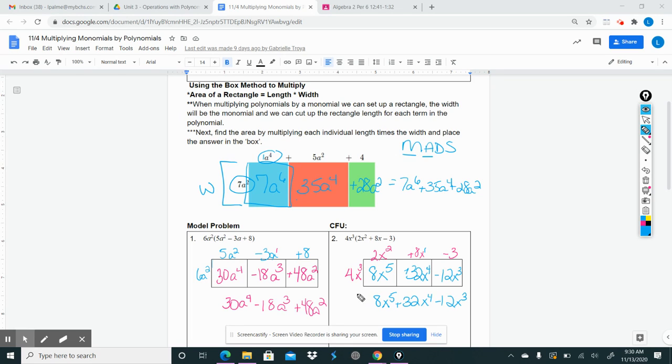Remember, we always want our answers in standard form, which means highest exponent to lowest exponent, and making sure our final answer does not require any more combining like terms. And this is the end of our video.